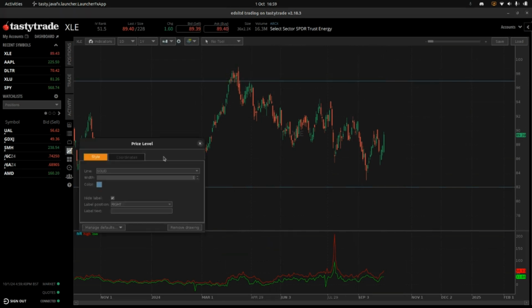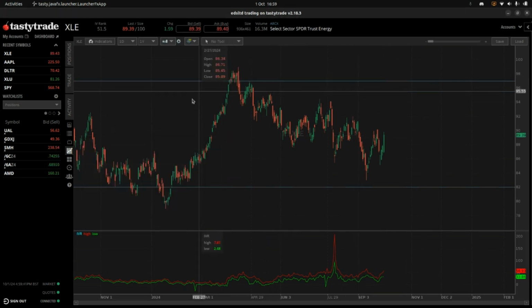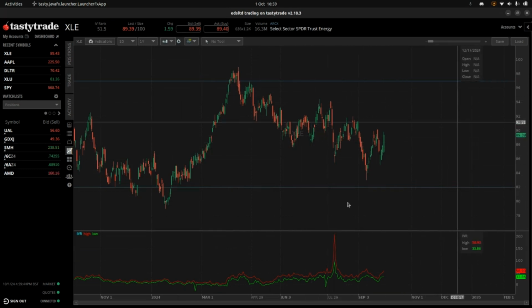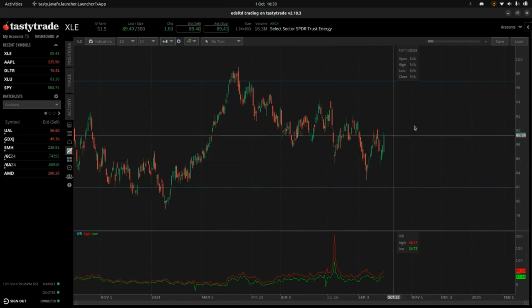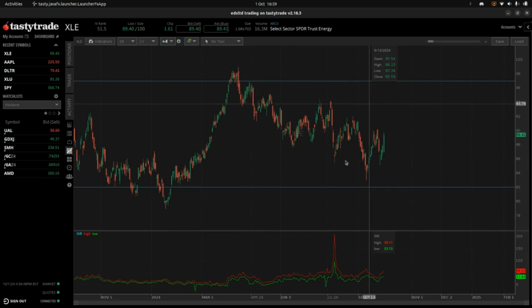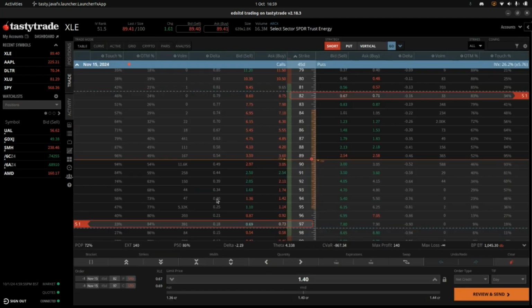About there will do. So as you can see here, we've got a very wide range for ourselves, and all we need for XLE to do is simply stay within this range, and at expiration, if it is within that range, then we will keep all of the premium that we collect. Now, how much premium do we collect?